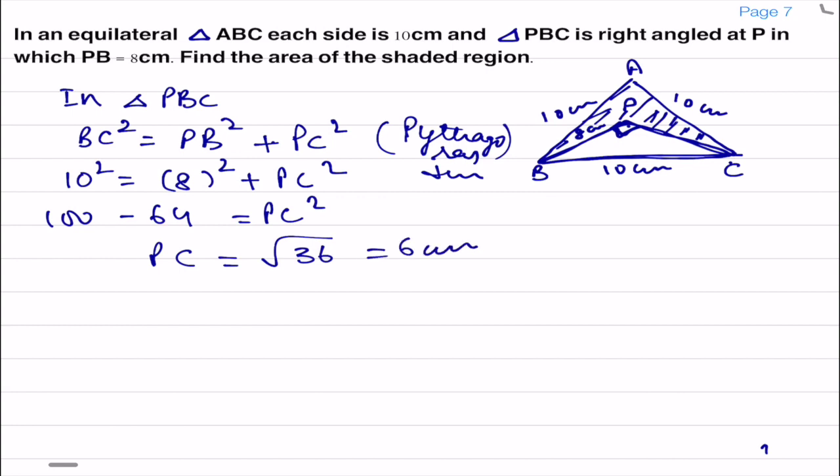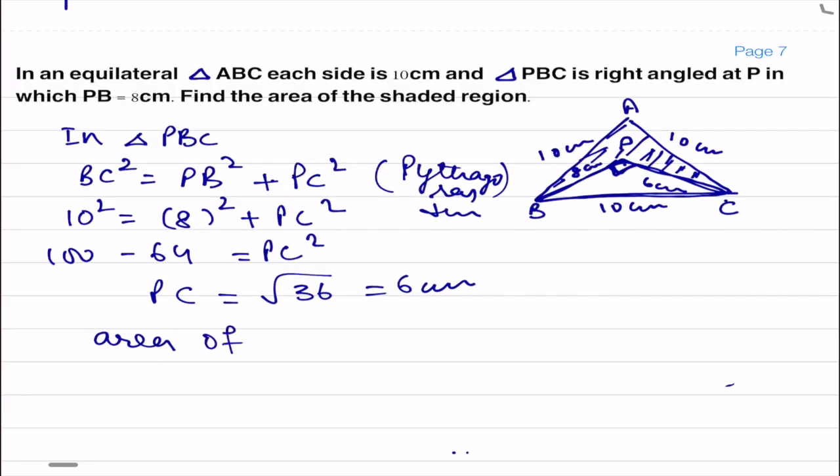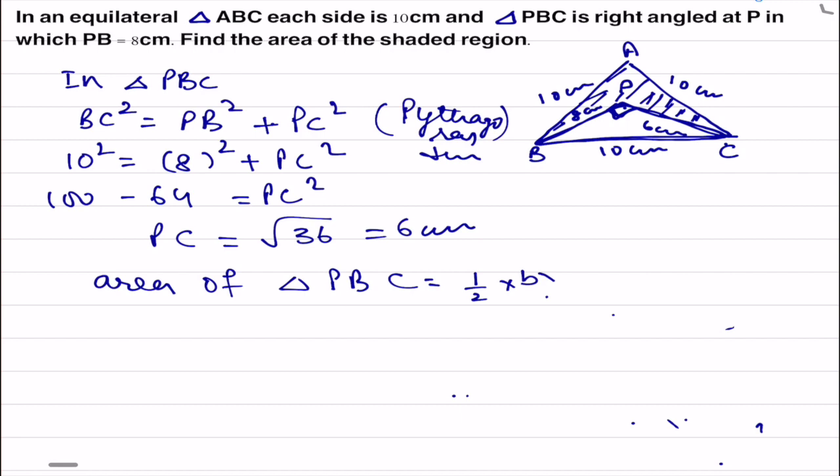So PC is 6. Now in the right angle triangle PBC, we have the base as well as the perpendicular. So area of the triangle PBC is half into base into height. So half into 8 into 6. So 24 square centimeter. This is the area of the triangle PBC.